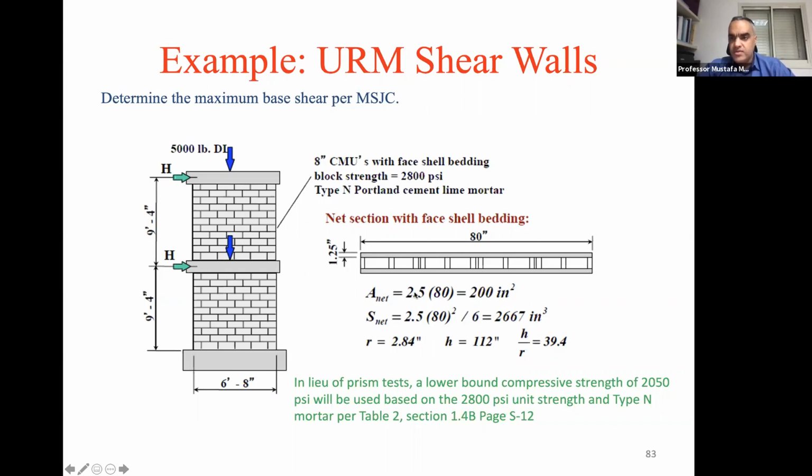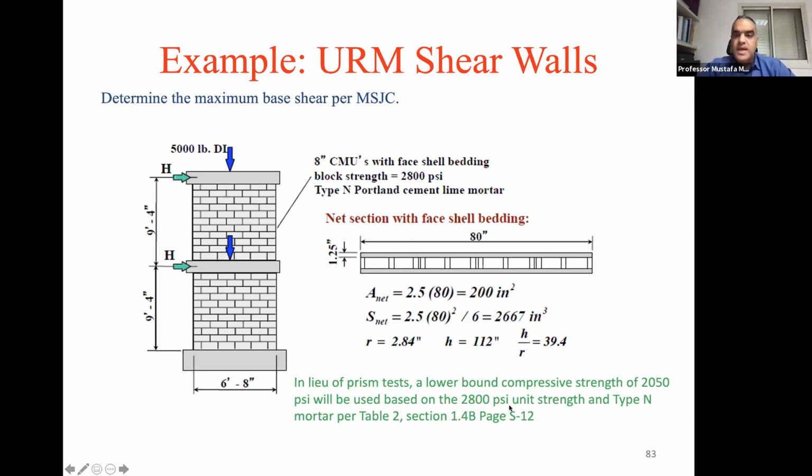That's 2.5 inches multiplied by 80 inches. That's the length. So 200 inch square. The section modulus is 2.5 times 80 squared divided by 6, for a rectangular section. And then the radius of gyration is the square root of I divided by A. So it's 2.84. Also you can go to the technical note and get these values, as we discussed before. The H is 112 inch and H over R is 39.4. So we have all that.